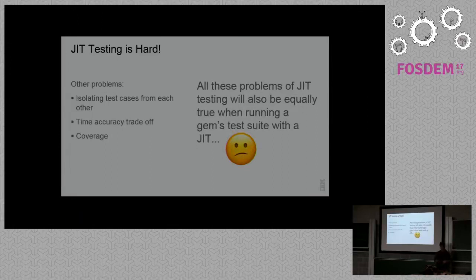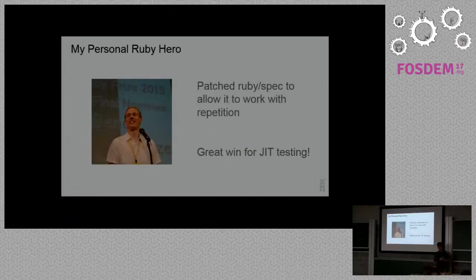It's kind of awkward. But there is some good news in this world. I actually recently had my own personal hero moment where Benoit Daloze came along and fixed a bug that I had opened against RubySpec to allow it to do repetition, and he fixed it fast, way faster than I thought he would. This is a great win for JIT testing because it means that we can at least run RubySpec under repetition to stress the JIT better.